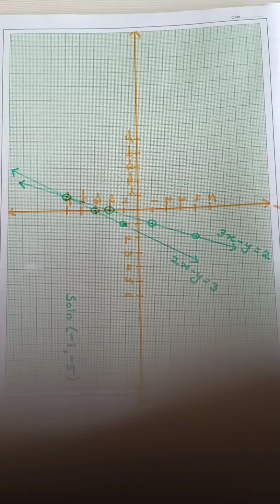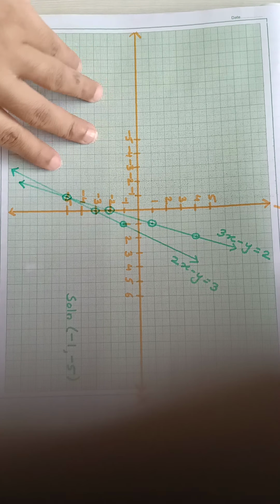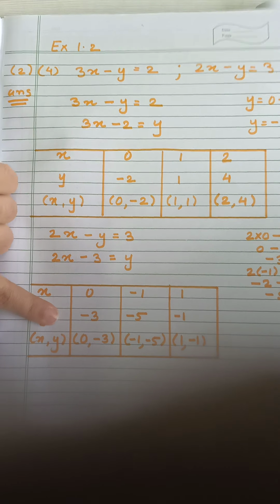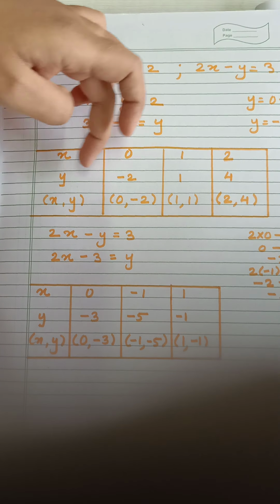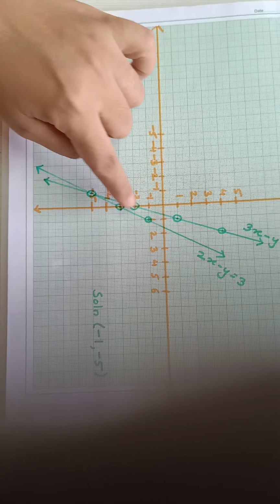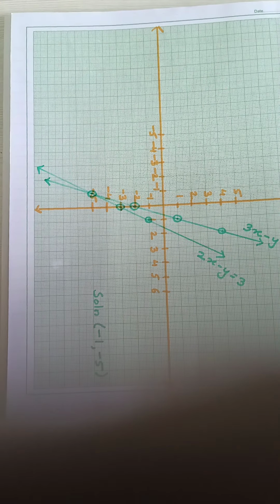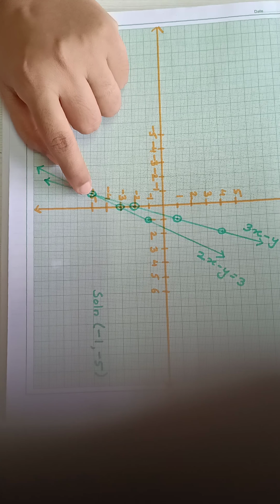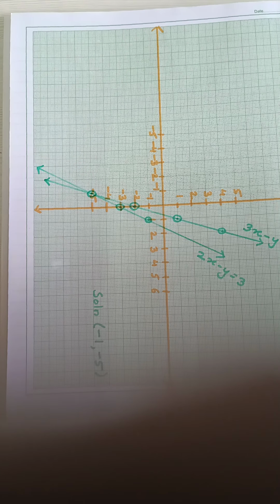So this is how we are going to solve the sums graphically. We will first make the table of each equation, and after making the table with 3 points, we will go to the graph paper and plot those 3 points, plot the 2 lines, and wherever they intersect each other, that point will be the solution. Solution is minus 1, minus 5.